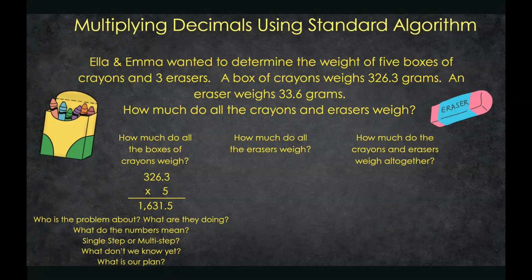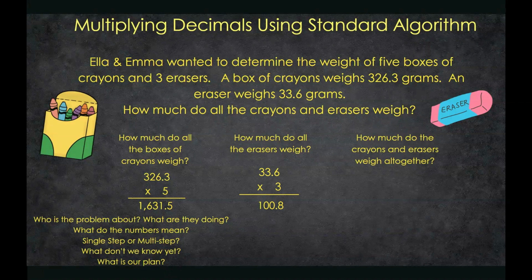Then I need to figure out the total weight for the erasers. There's 3 of them. Each one is 33.6. I don't know the total, and there's a repeating number. I'm going to multiply 33.6 times 3. I get 100.8. Again, there's only one place value behind the decimal. That's in 33.6. So I only have to shift my decimal to the left one time.